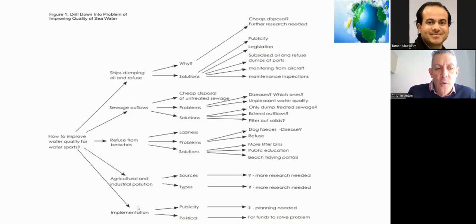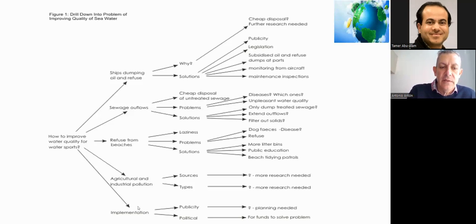In terms of implementation, how to improve quality for water sports, in terms of publicity, planning is needed, or political issues. So we said here in tips, deep down into the problem of water quality, we break down the problem, the major problem. The major problem is how to improve water quality for water sports, in different problems, to find solutions, the root cause, and the root cause is broken down in other parts.